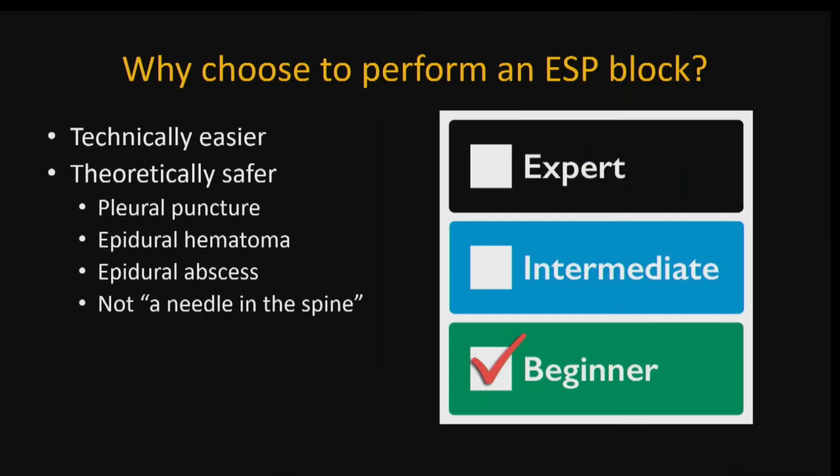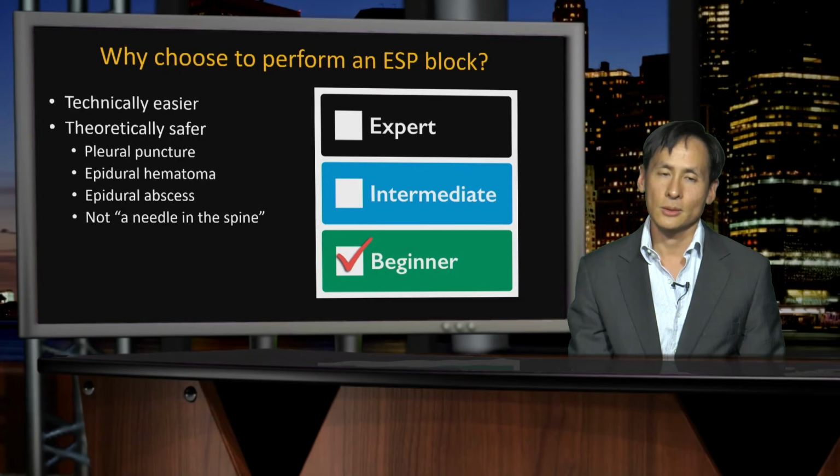It's theoretically safer, and again, it's something that a lot more practitioners are going to feel comfortable doing versus a paravertebral or an epidural. You're further away from the lung. The risk of pleural puncture is very remote because you've got the backstop of the transverse process. You're nowhere near the neuraxis, so the risk of epidural hematoma or even an epidural abscess from an indwelling catheter is going to be pretty minimal.